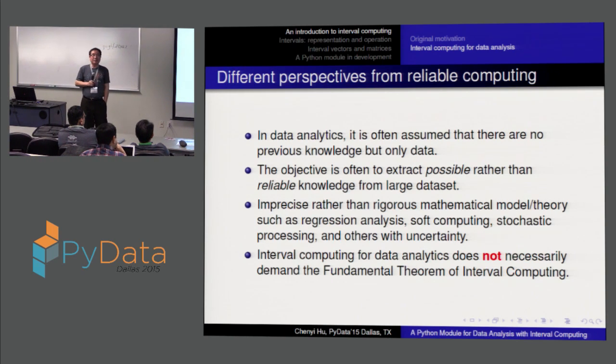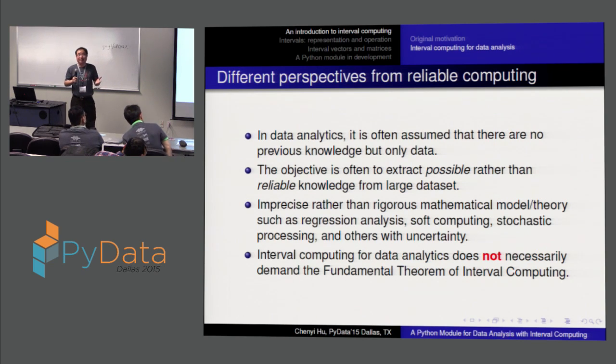In unsupervised training, we assume what? We do not have any knowledge but data. So what we try to find, our objective, from the data, is to extract possible but not perfect information. We hope it's perfect, better, right? Yeah, we hope, but most likely we may not be able to guarantee our answer is perfectly correct. So we have imprecise rather than rigorous mathematical theory to work with our data.